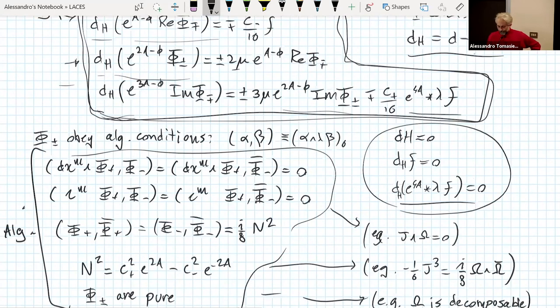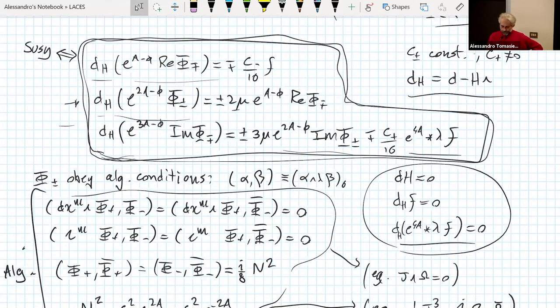Finally, with similar games, if mu is different from zero, it turns out that C minus needs to be zero.